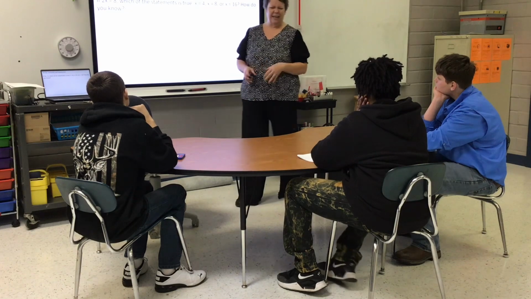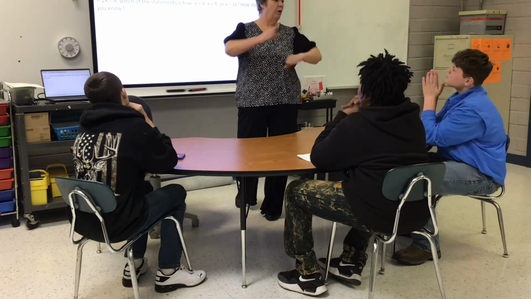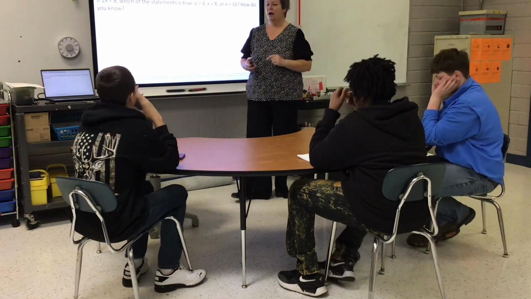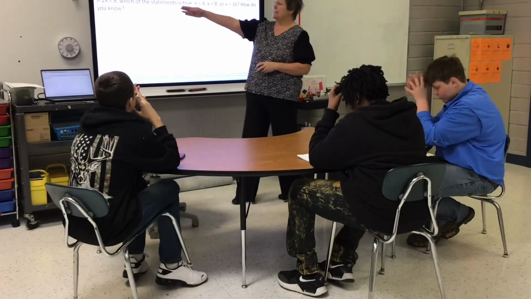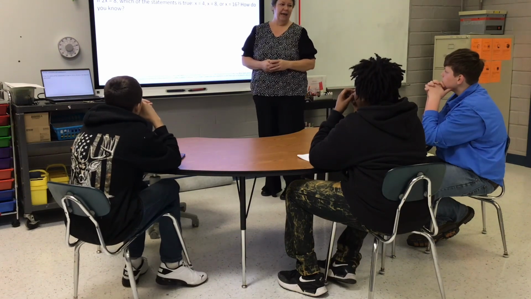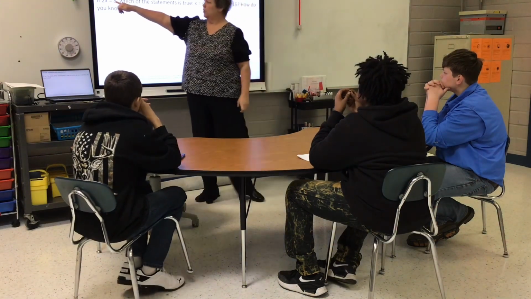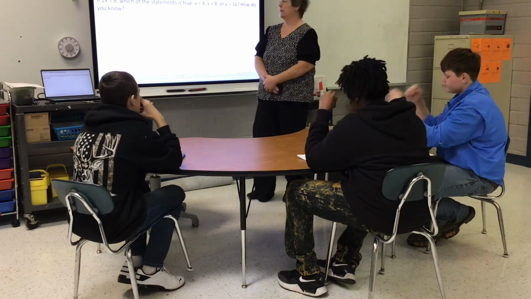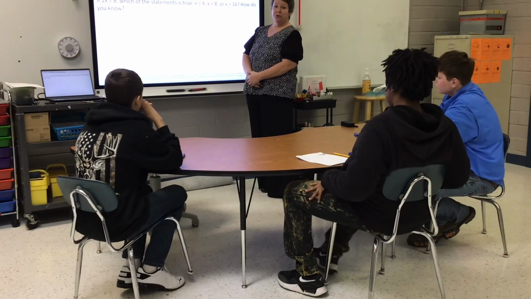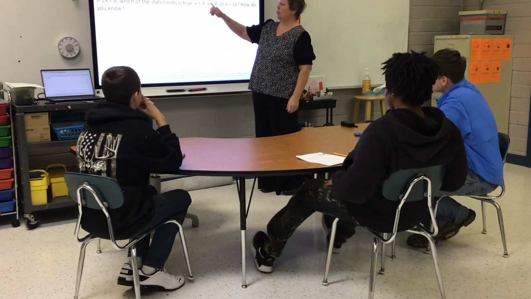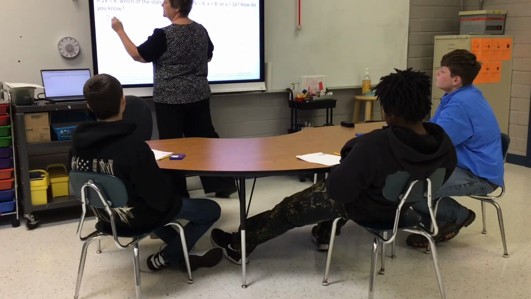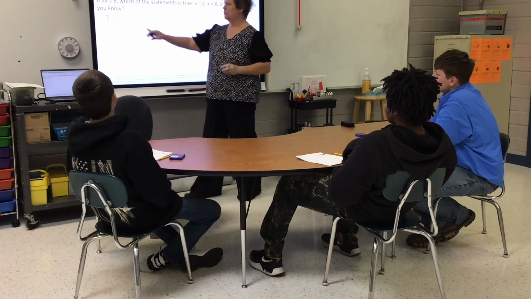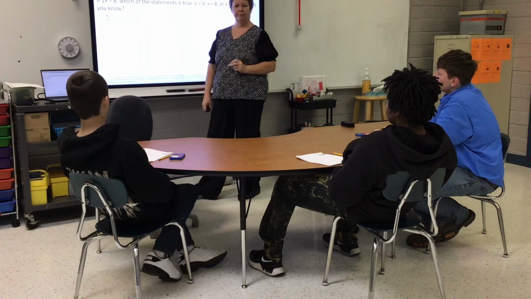Okay. What does that word inequality mean? If equality means it's equal, then inequality means it is not equal. Very good. This says 2x equals 8. This says equals, right? So is this an inequality or an equality? Equality. Okay, good. Which of the statements is true? Could x equal 4? Yes. 2 times 4 equals 8. What is the left side equal to? 2 times 4 is 8.